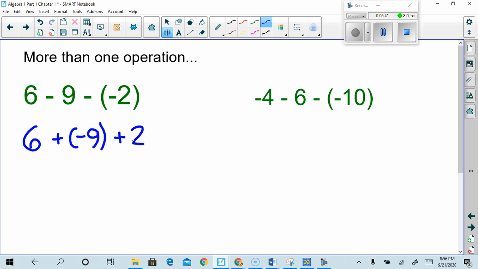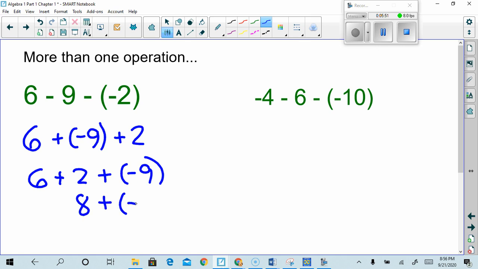This time, we talked about how we can rewrite this so that the like signs are together. This will give me now an 8 plus a -9. Unlike signs will give me a -1. You try the last one, and once again, we'll review them when we're all together.